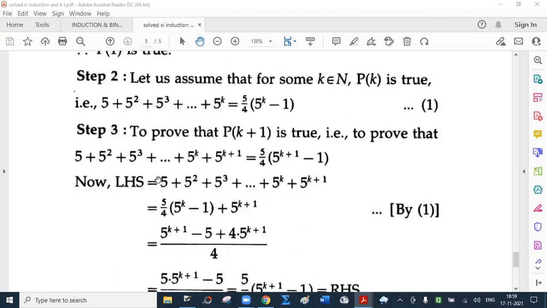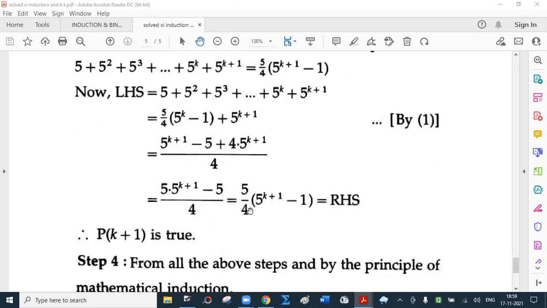LHS. Now, for these terms, it is 5 by 4 into 5 raised to k minus 1. This extra term, 5 raised to k plus 1. Now, find LCM and so on. 5 raised to k plus 1 is what? 5 into 5 raised to k. Simple. So, if you simplify, you get 5 by 4 into 5 raised to k plus 1 minus 1, which is right hand side. So, P of k plus 1 is also true.